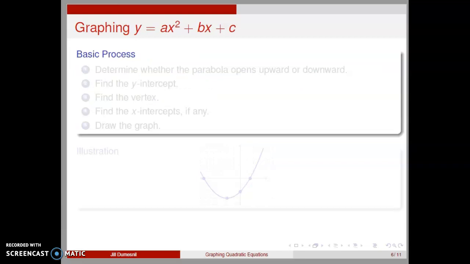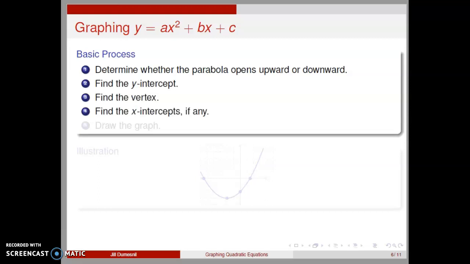We will present a set of general guidelines for graphing quadratic equations, followed by two specific examples. First, use the sign of the leading coefficient a to determine whether the parabola opens upward or downwards. Find the y-intercept, find the vertex, and find any x-intercepts. We will find these points in any convenient order. Sometimes the y-intercept is easiest to find, sometimes the vertex or x-intercepts are easier to find. Then plot the points and draw the graph.